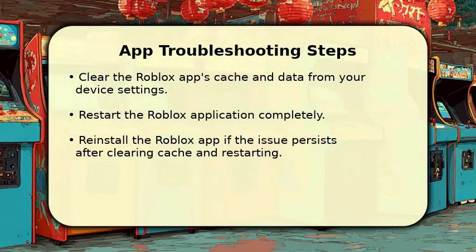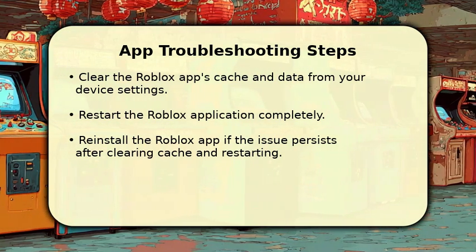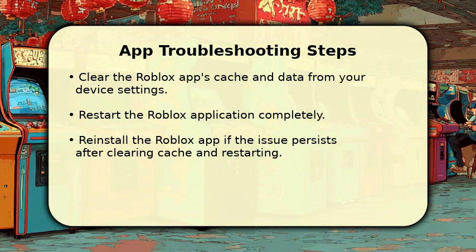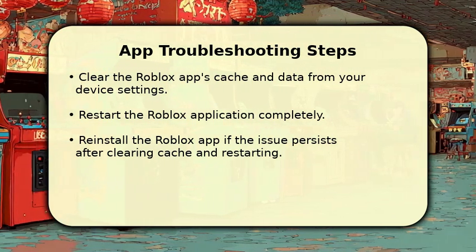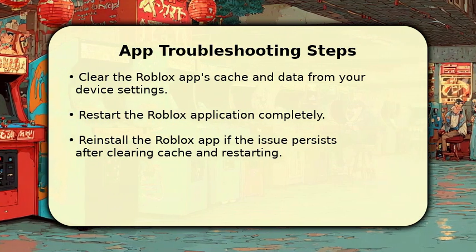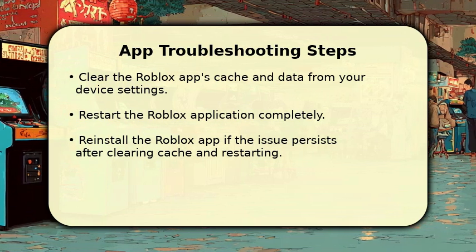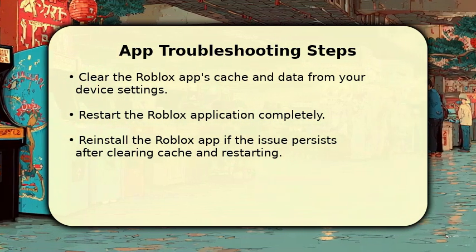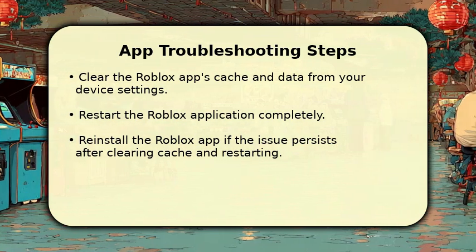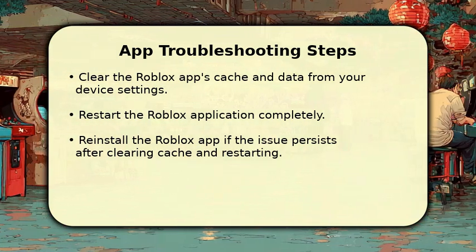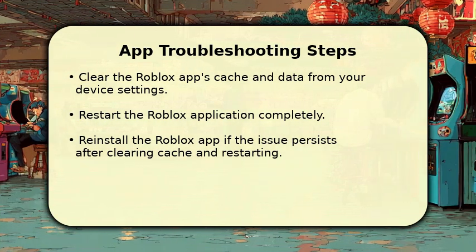If the problem persists, it's time for some app troubleshooting. Start by clearing the Roblox app's cache and data through your device settings. This often resolves minor glitches. After that, completely restart the Roblox application. If voice chat still isn't working, consider reinstalling the app entirely. Always ensure your Roblox app is updated to its latest version from your App Store, as updates often include important bug fixes. These steps can resolve many common issues.